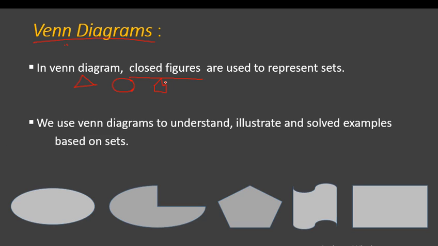Let's take a set A, which has 4 elements: 1, 2, 3 and 4. So let's represent this set by a Venn diagram. In this figure we will write set A. We know that a capital letter is used to represent a set. So we have set A and we will write the elements 1, 2, 3 and 4. So this is the Venn diagram of set A.